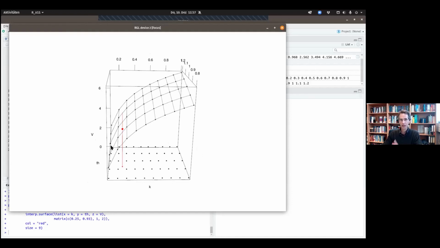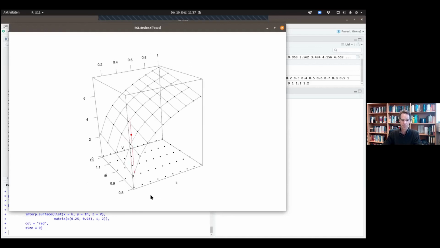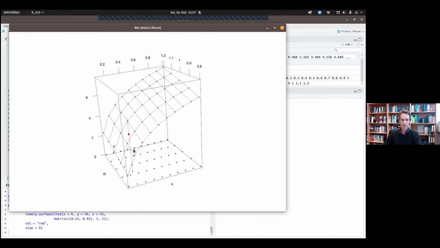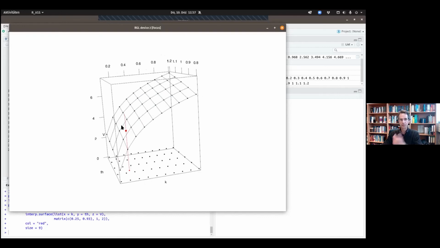So you need three ingredients. You need the grid for k, which is a vector. You need the grid for theta in this dimension, which is also a vector. And you need the matrix of heights. So for each grid point for k and grid point for theta, you need the height of this value function. This means that you have three objects that represent the value function: two grids and a matrix.